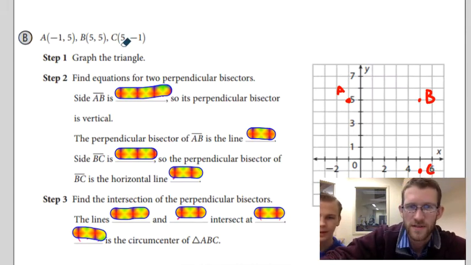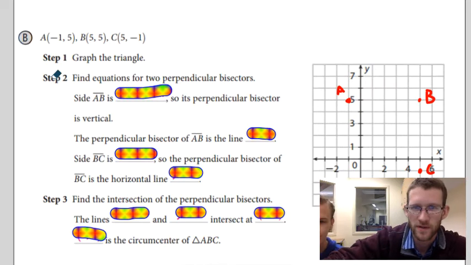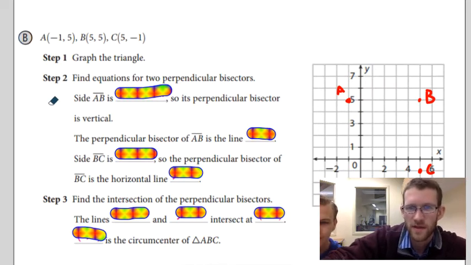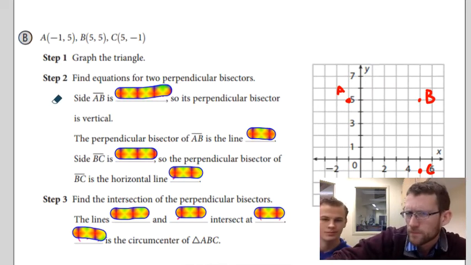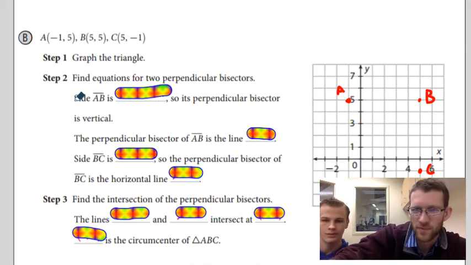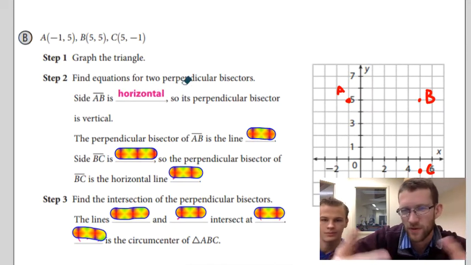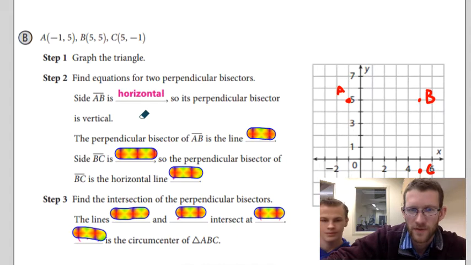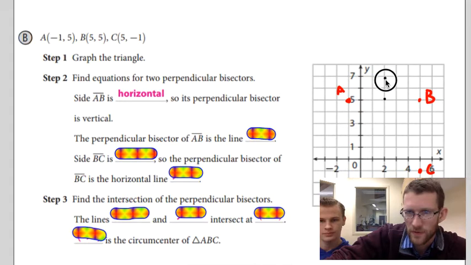So it says, find the equations for 2 perpendicular bisectors. What's the slope of AB? 0. So its perpendicular bisector is vertical. The slope is 0, so AB is horizontal. The perpendicular bisector of AB, therefore, is going to be a vertical line through what point? This point here. So we can go ahead and draw it.